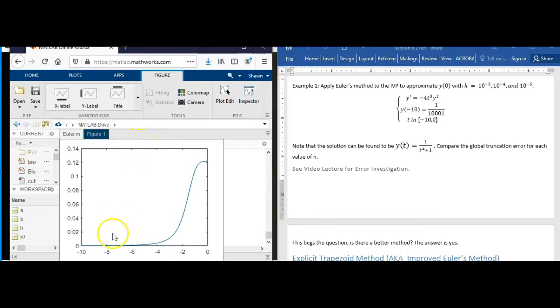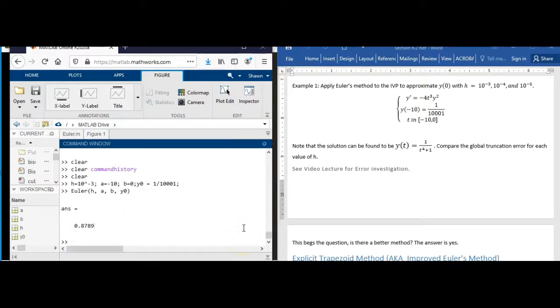You can see here the plot of the function, so from negative 10 to 0. Gets us at about 0.12, right? So we are far, far below our solution there, okay? Let me put my hold on so we can compare the graphs. Now, let's change our h. h is now 10 to the negative 4.